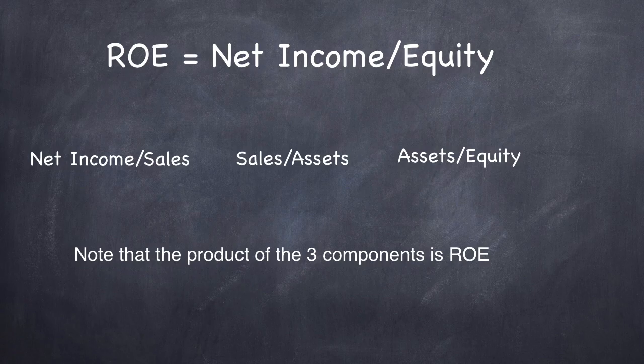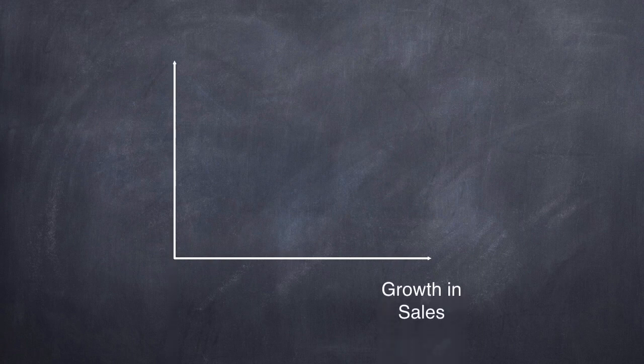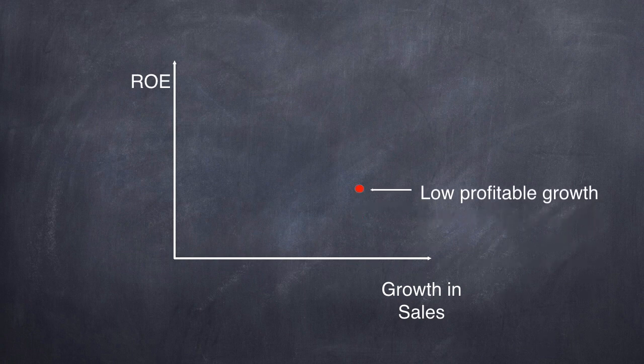So, in summary, we can say that growth is measured as the percentage change in revenue between one period and the other, and profitability is measured by the return on equity. So, if you map growth and profitability on two axes, that means growth on the x-axis and profitability on the y-axis, you can get a profile of a company. A company that has low profitability with growth is one where the sales are growing but the ROE is declining possibly.